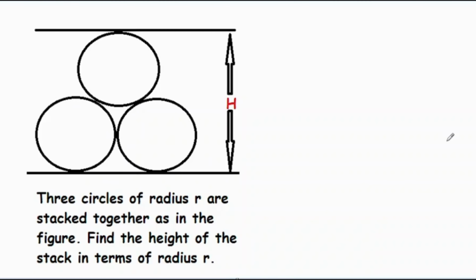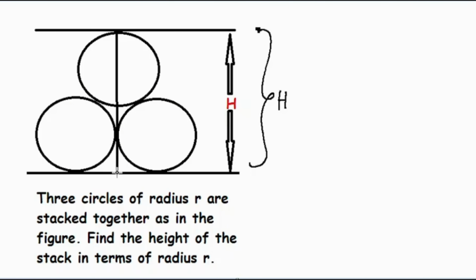Good day everyone. In today's video we are going to attempt to find the height of the stack in terms of radius r. We have three circles of radius r stacked together as we have on the screen right now. That is, we are looking for the distance from this point up to this point, and it is designated as h. The first step we are going to take is to draw a line from this point down here.